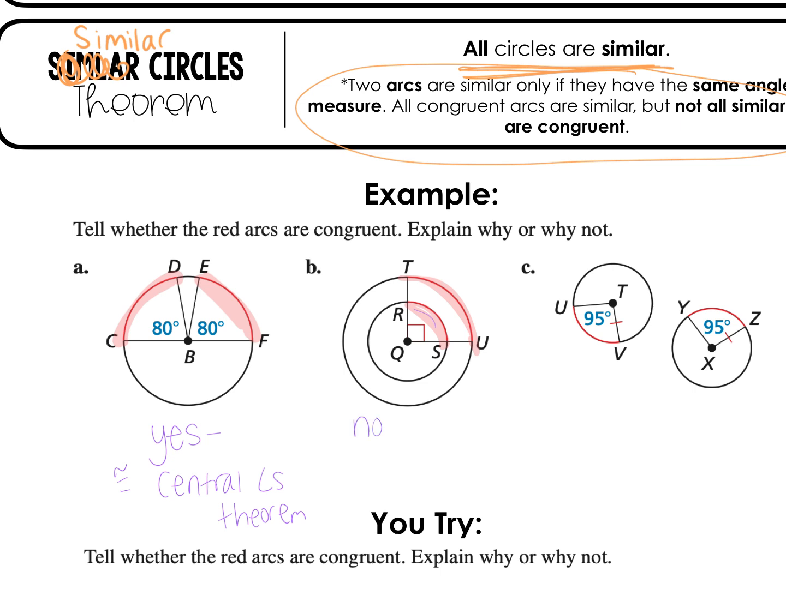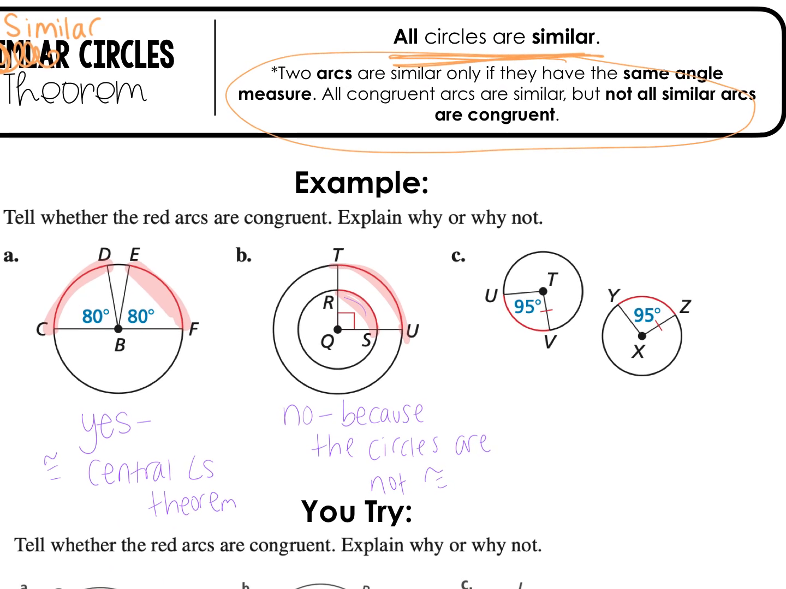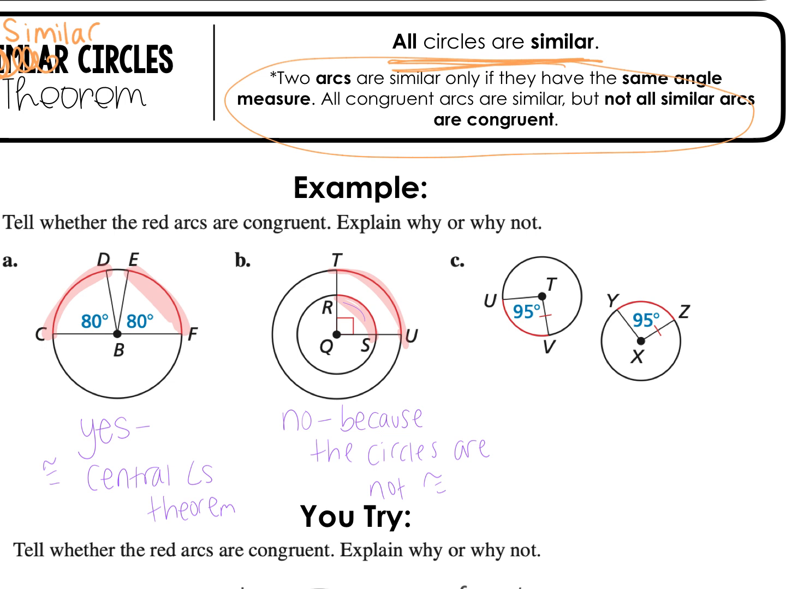To explain it, I'm going to say because the circles are not congruent. So as in the little circle and the big circle. You might be able to explain that another way and it would be fine, but that's what I'm going to say. And then this one, it says the red arcs.